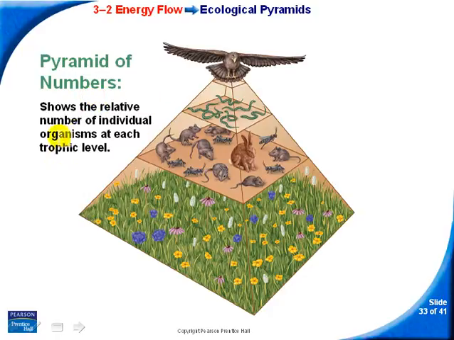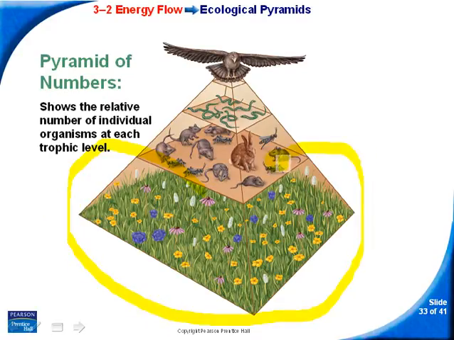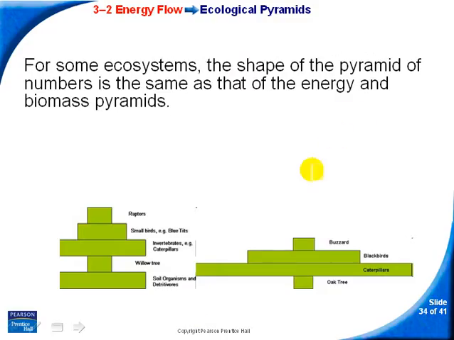Now here's the pyramid of numbers, and what this shows is the relative number of individual organisms at each trophic level. You can see that there's a lot of grass and a lot of flowers here, and then as you go up the trophic level, those that would feed on the grass, such as the mice and the rabbits, there's less of them. Then the snakes, which would feed on the rabbits and the mice, there's even less of them, and then there's only one hawk that would feed on the snakes.